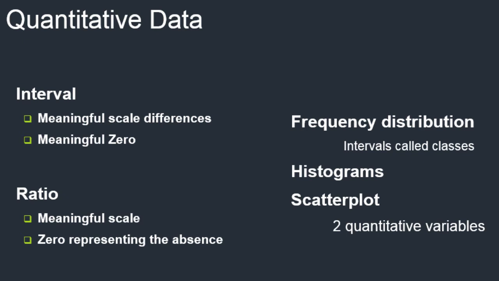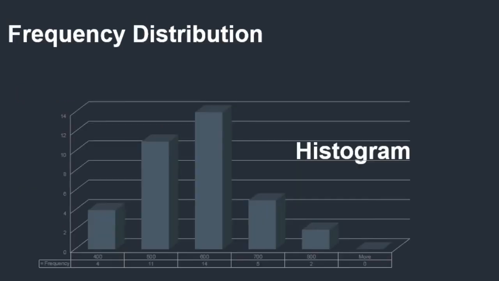So with these there are many more types of graphs we might want to use. Some examples over there on the right: frequency distributions, histograms, and scatter plots. So let's just take a look at those and talk about what we might use those for. Here is an example of a histogram. A histogram is a type of a frequency distribution.